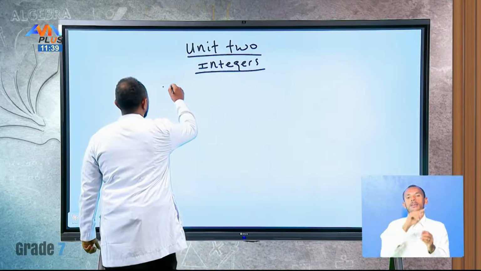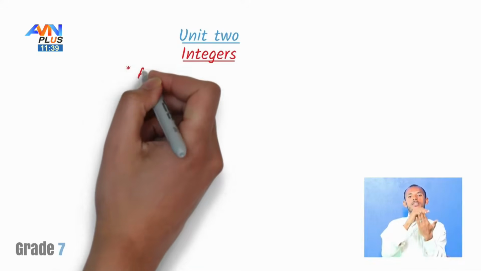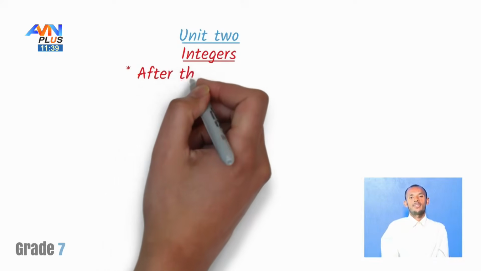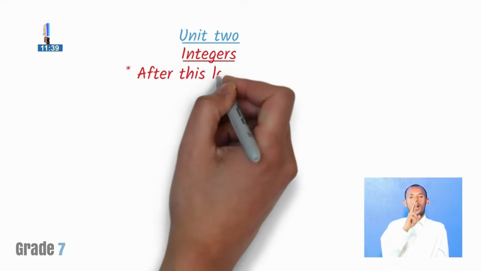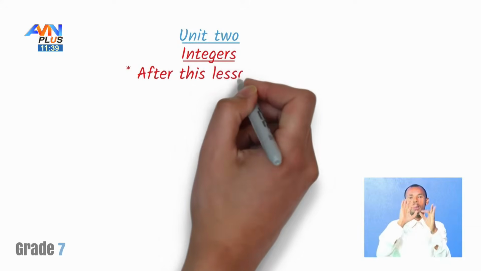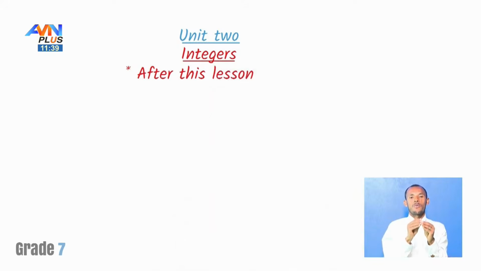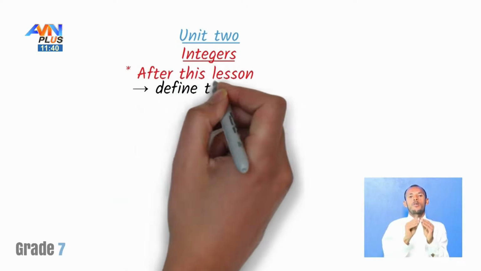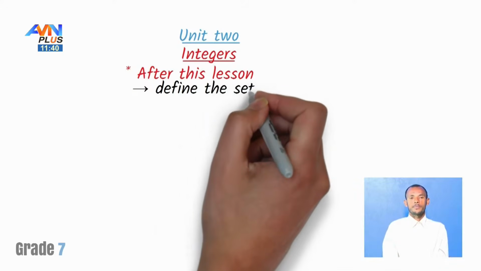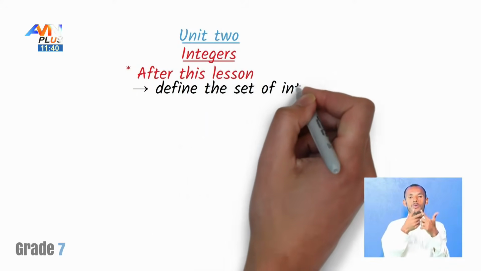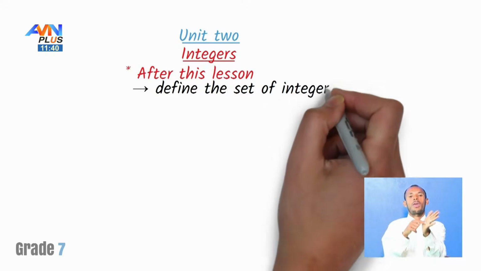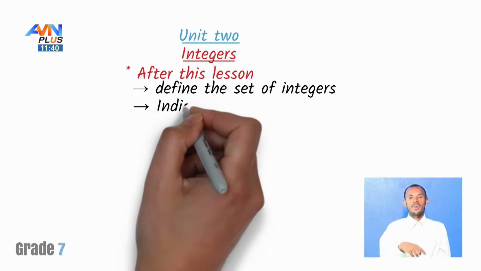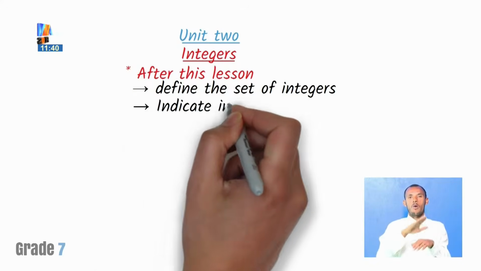After this lesson, you are expected to, 1, define set of integers. 2, you are expected to indicate integers on number line.